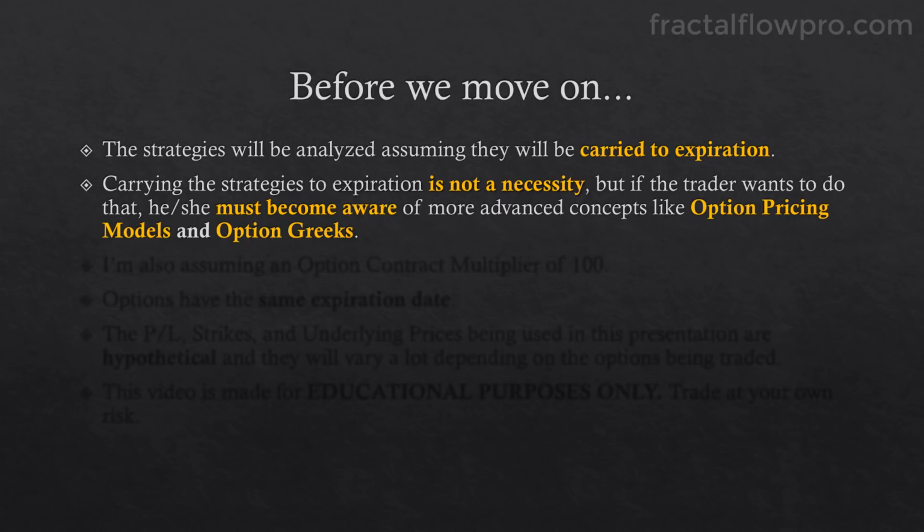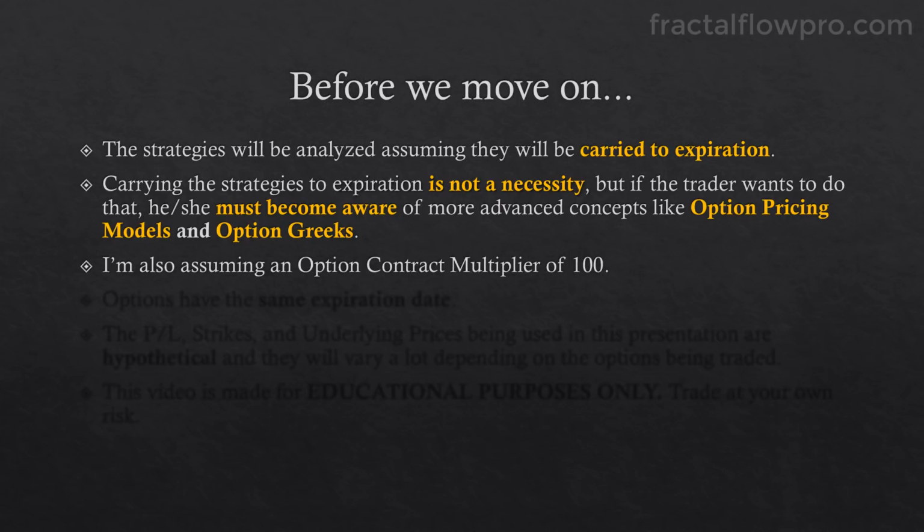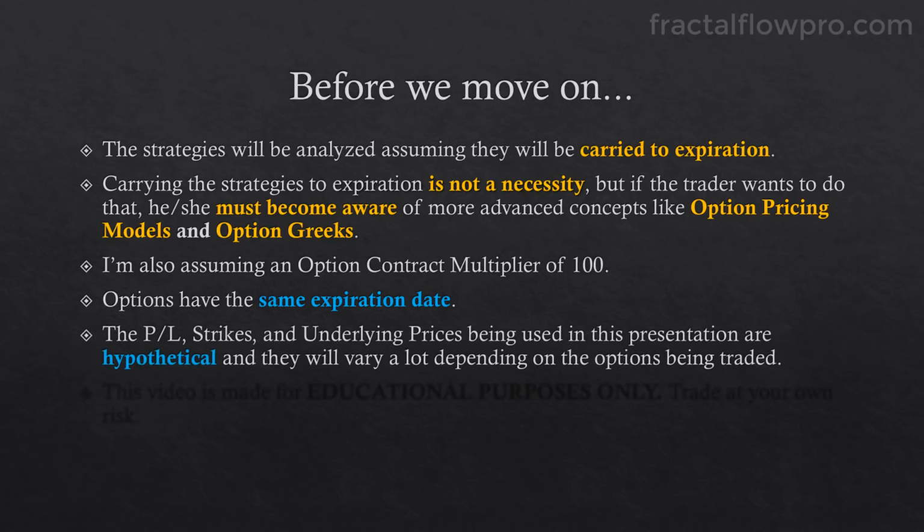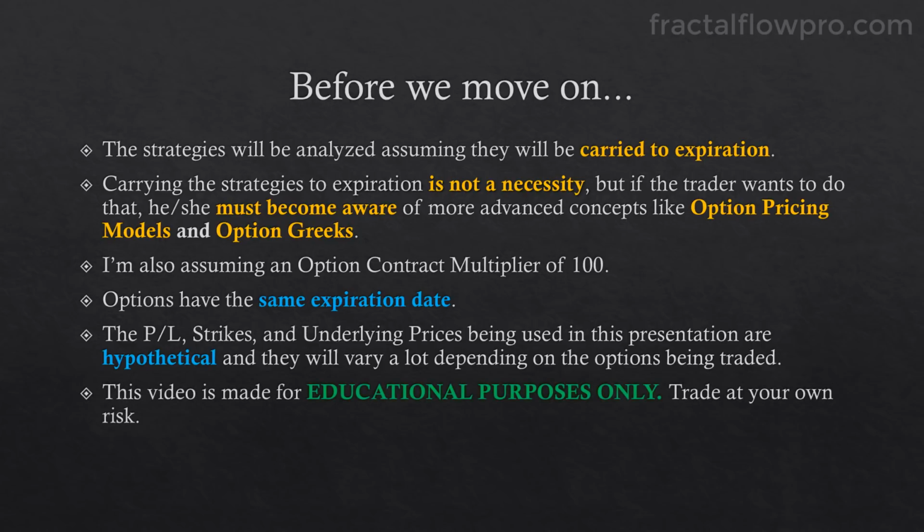In the strategies, I'm assuming an option contract multiplier of 100. All the options have the same expiration date. You should also be aware that the P&L, strike price, and underlying prices being used in this presentation are all hypothetical, and they will vary a lot depending on the option. It's also important to recall that this video is made for educational purposes only. I am not suggesting or recommending in any way that you trade these strategies. Trade at your own risk.